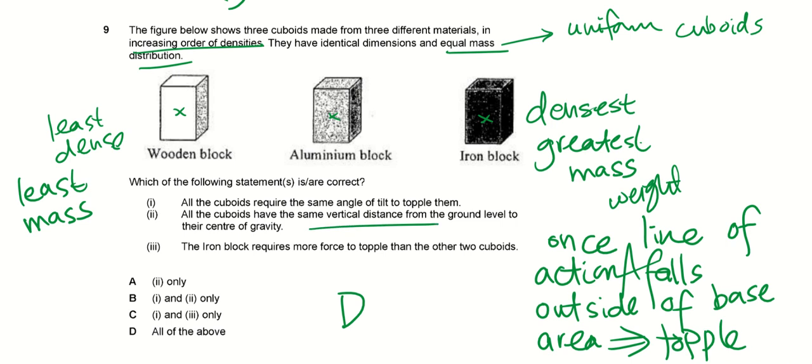Then they have the same vertical distance from the ground level to their center of gravity, which is to say that they have the same position of their CG. Lastly, the iron block requires more force to topple. What do you think? Because the iron block is denser, so it has the greatest mass, and therefore the greatest weight.